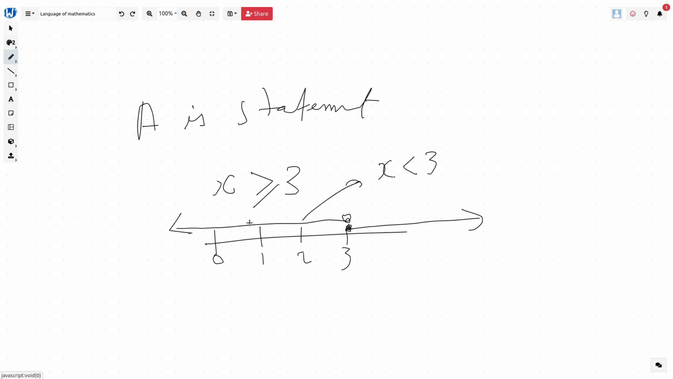Now what if we find the not of this not, right? If you look at it, it will go again this way, which will be, if we put not of here, x is greater than or equal to 3.